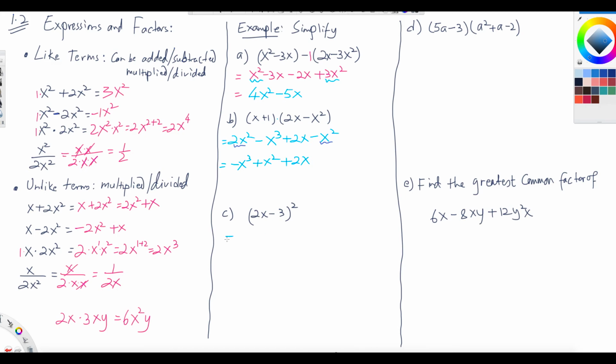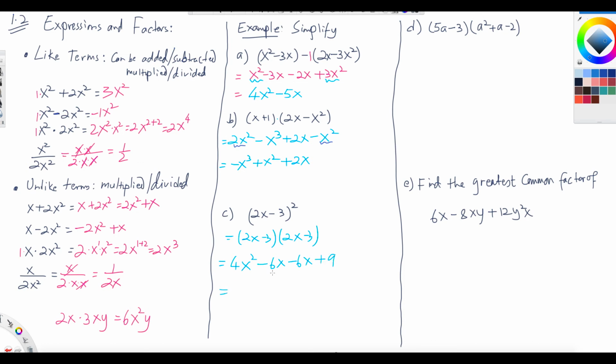Okay, how about this one? This is the same as 2x minus 3 times 2x minus 3, right? Now you FOIL it. 2x times 2x is 4x squared, right? And then 2x times -3 is -6x. -3 times 2x is -6x again. -3 times -3 is positive 9.